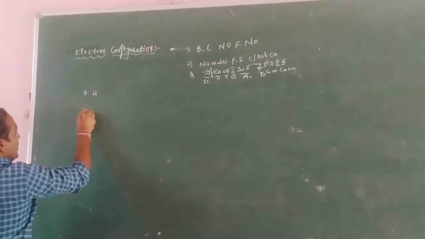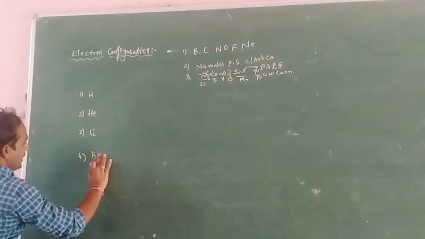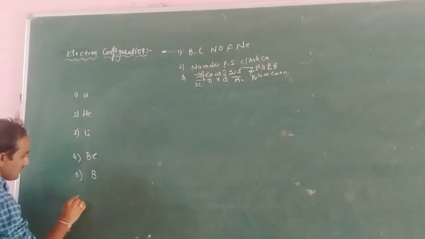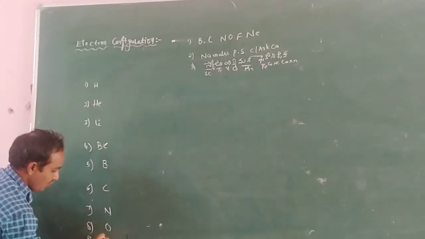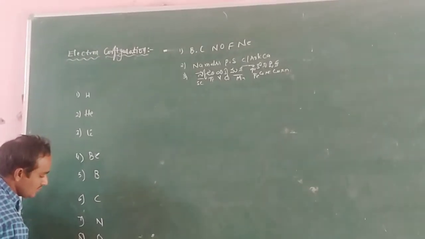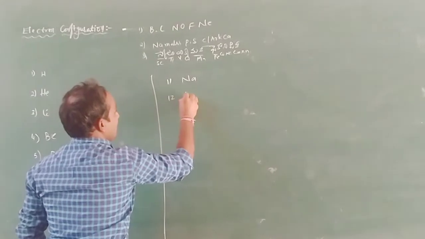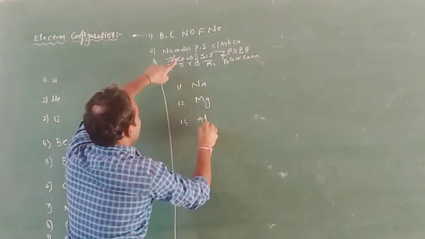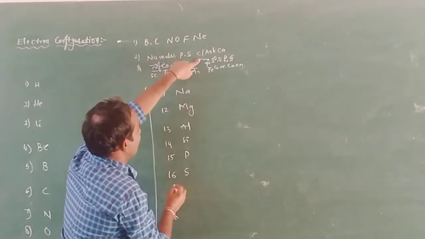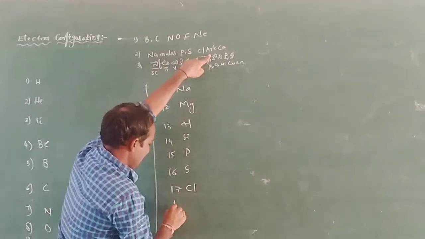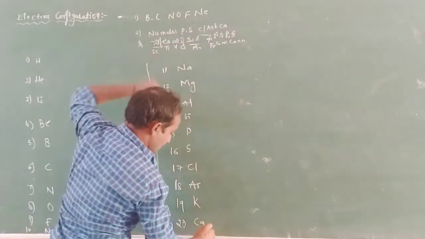Hydrogen and helium, next lithium, fourth beryllium, fifth boron, sixth carbon, seventh nitrogen, eighth oxygen, ninth fluorine, 10th neon. Next, 11th sodium, 12th magnesium, 13th aluminium, 14th silicon, 15th phosphorus, 16th sulfur, 17th chlorine, 18th argon, 19th potassium, 20th calcium.